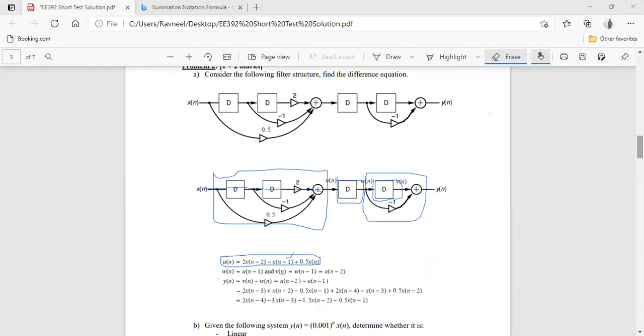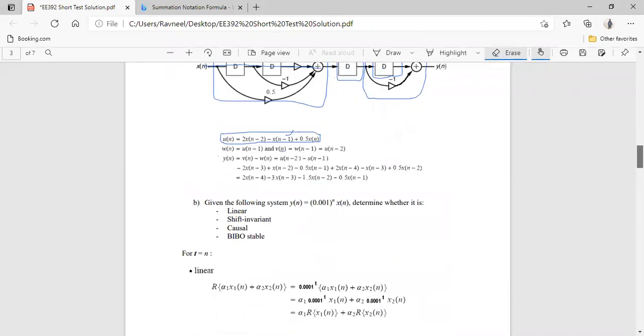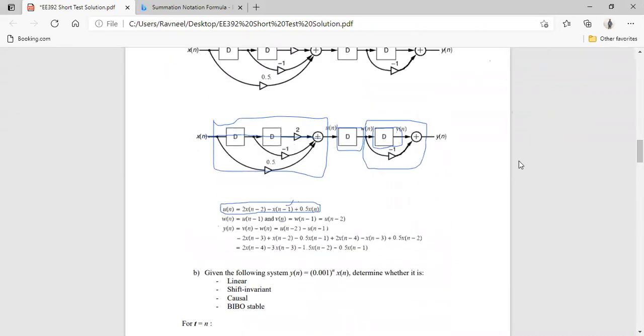Then moving on to part B of this question, we are given the following system: y of n is equal to 0.001 to the power of n, x of n.